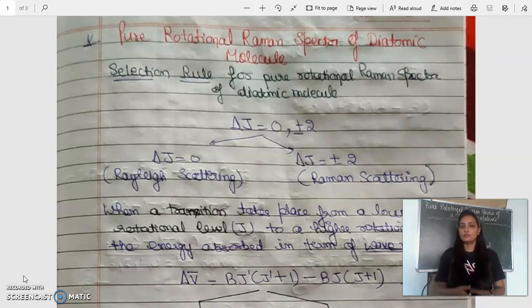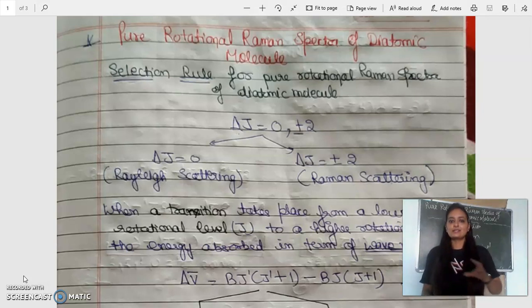If we have a diatomic molecule and some oscillating electric field falls on that molecule, it undergoes some kind of rotation. So what kind of spectra do we obtain in that case? First of all, the selection rule for pure rotational Raman spectra of a diatomic molecule is delta J equal to 0, plus minus 2 and so on.